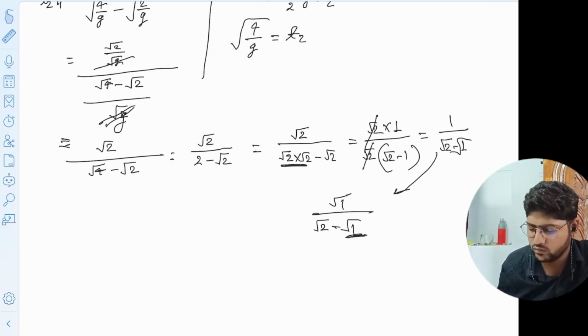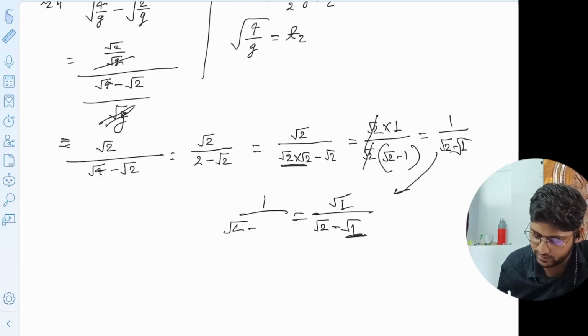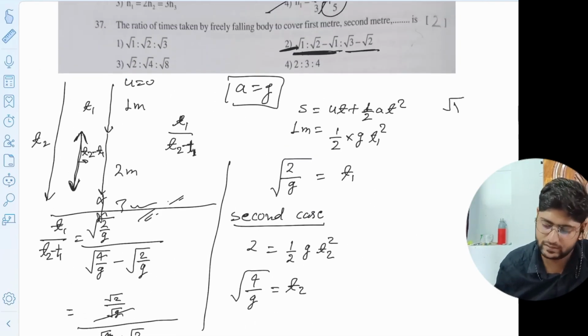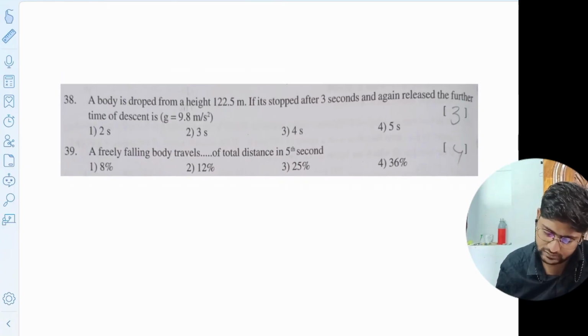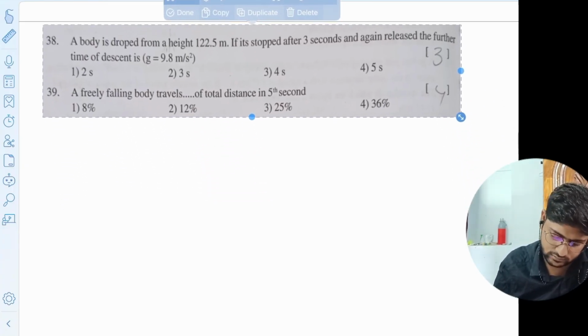Root 1 we already know is 1 only. So simply you write 1 by root 2 minus 1, or you write root 1 by root 2 minus 1. Both things are same because root 1 equals 1 only. Okay, so option 2 is the correct. 37 is done. Now we'll solve question number 38.